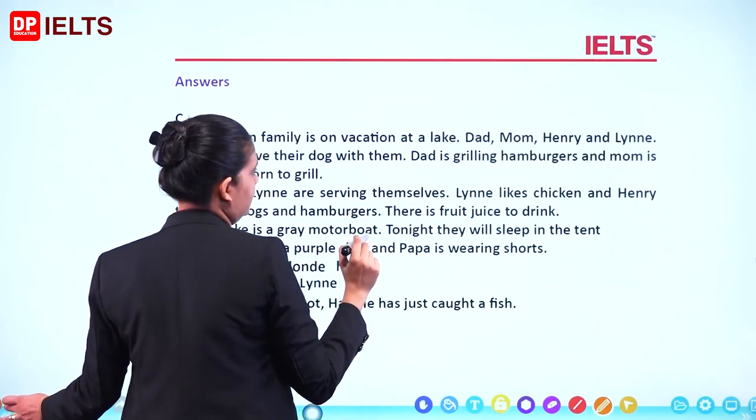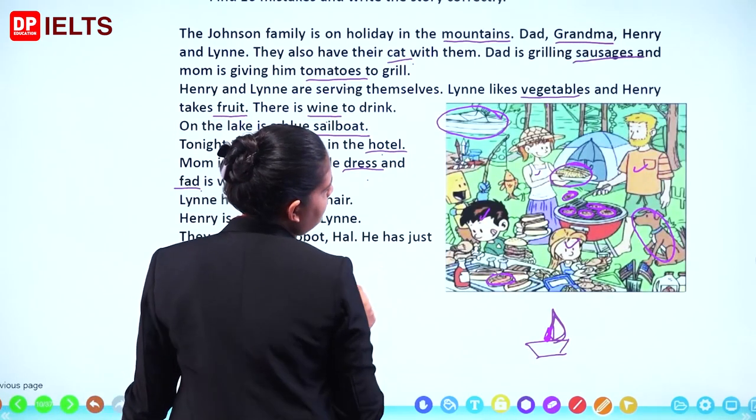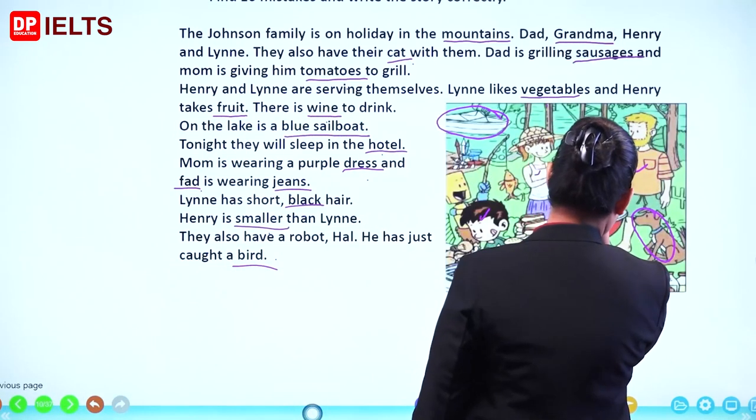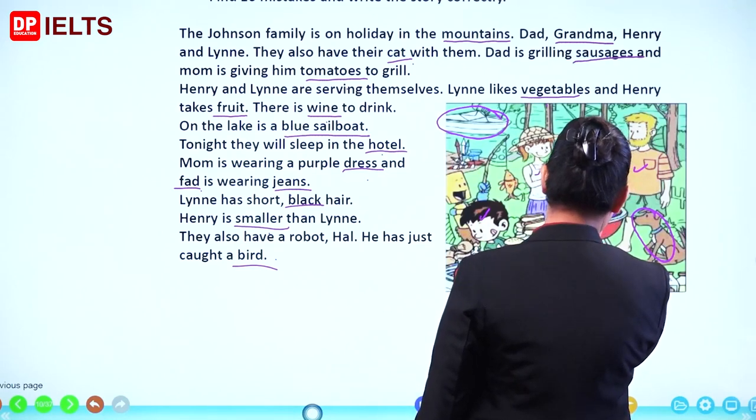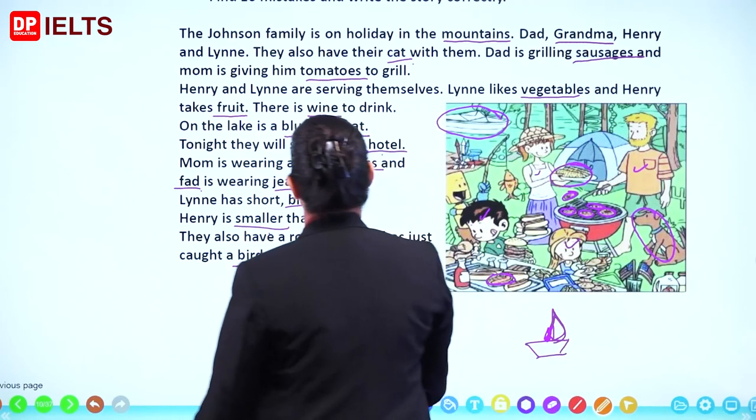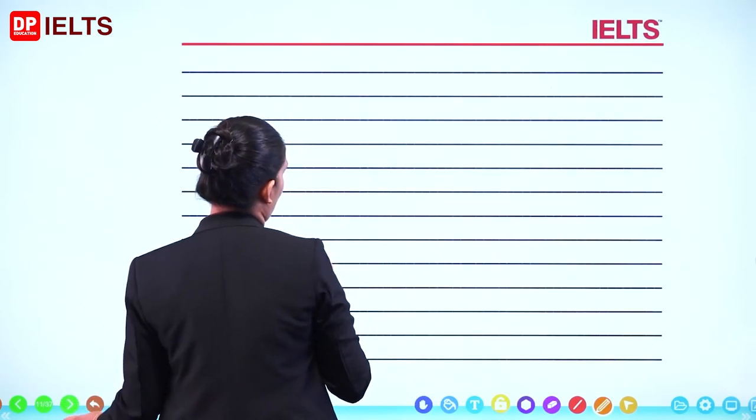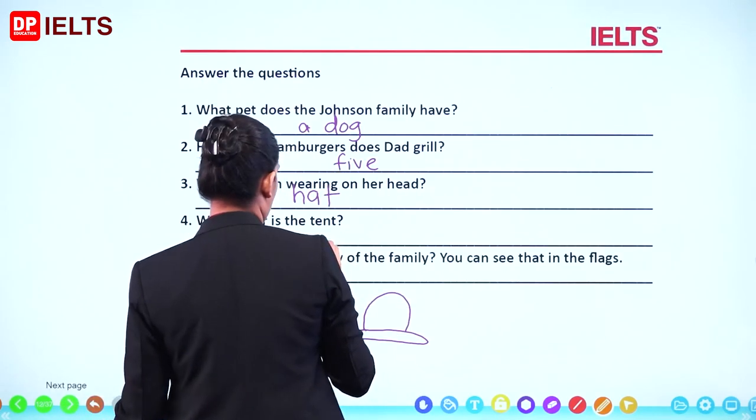What color is the tent? What color is it? Blue, I would say. That seems more like blue, shades of blue, right? So we would just say blue.